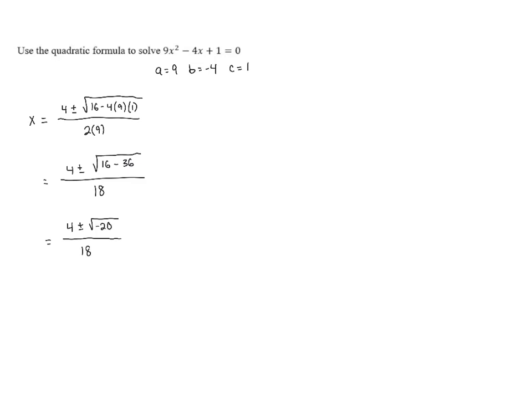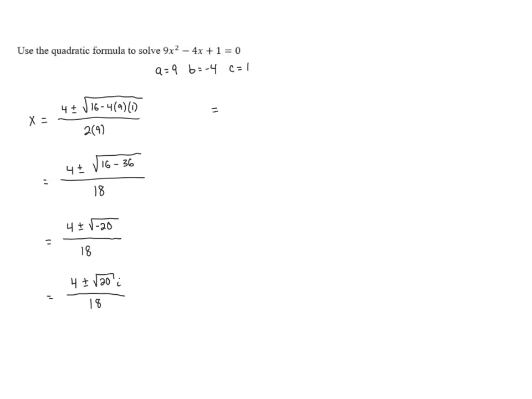Again, all over 18. Now, when we have the square root of a negative, we know that that's going to be an imaginary number. So this will be 4 plus or minus the square root of 20, and then i, over 18. Just be careful here when you're putting your i that it's clear that the i isn't inside the square root. Remember, when we have a negative in the square root, we pull it outside as an i, and we don't ever want our math to be ambiguous about whether or not something's inside a radical. So just be careful with those.